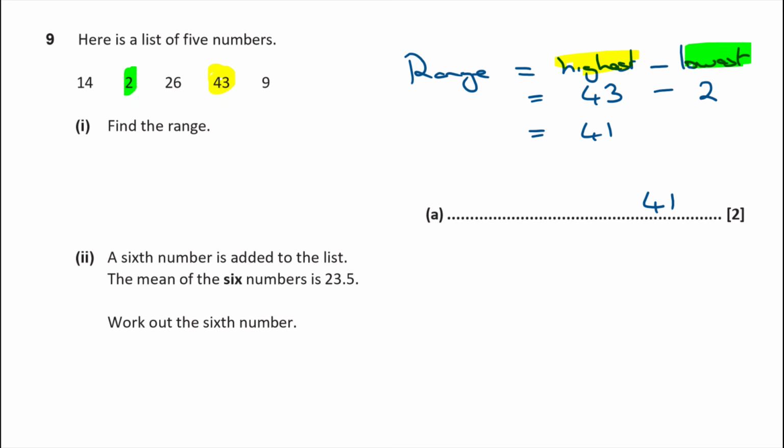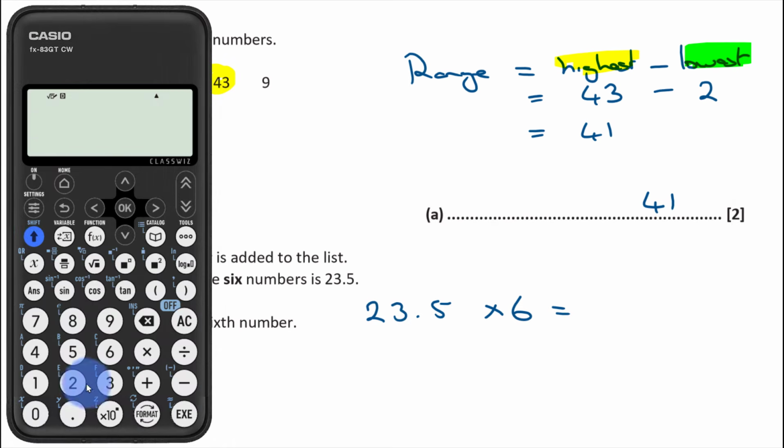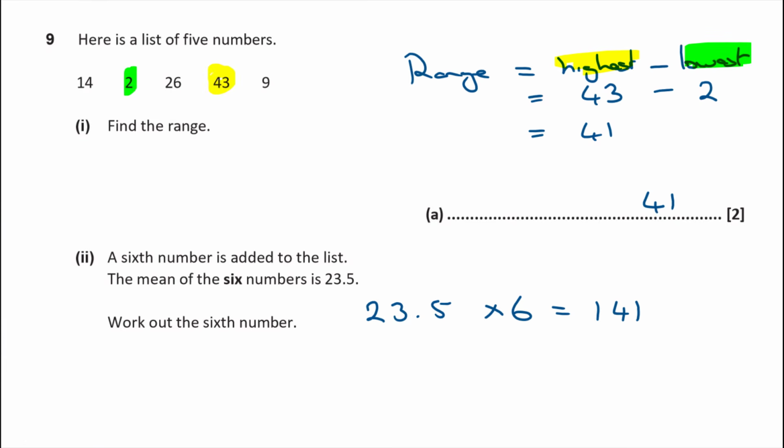Okay. Now working backwards, if I take the number 23.5 and I times it by 6, that's going to give me the total of those 6 numbers then, isn't it? Because if I divide by 6 and get 23.5, then if I times the mean by 6, I'm going to get the total. So what is 23.5 times 6? 23.5 times 6, that comes out to be 141. So that means the sum of the 6 numbers is 141.